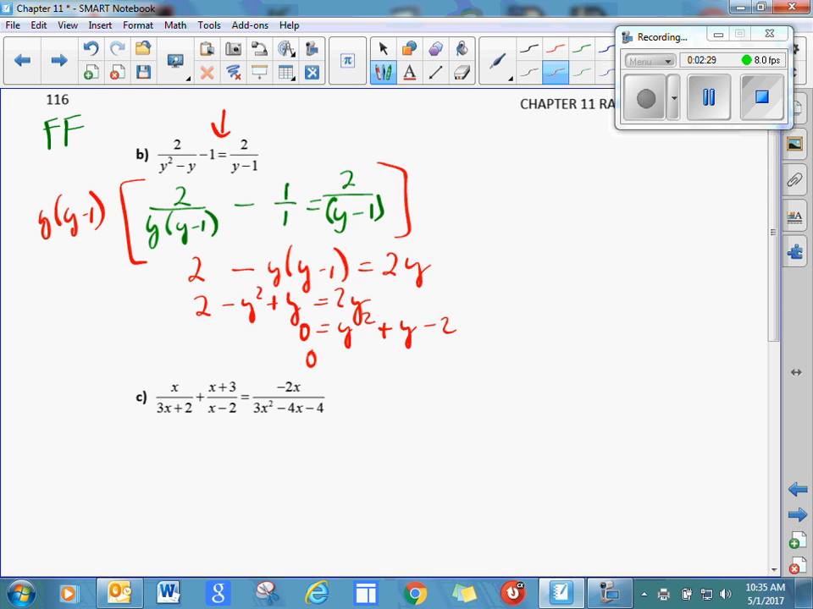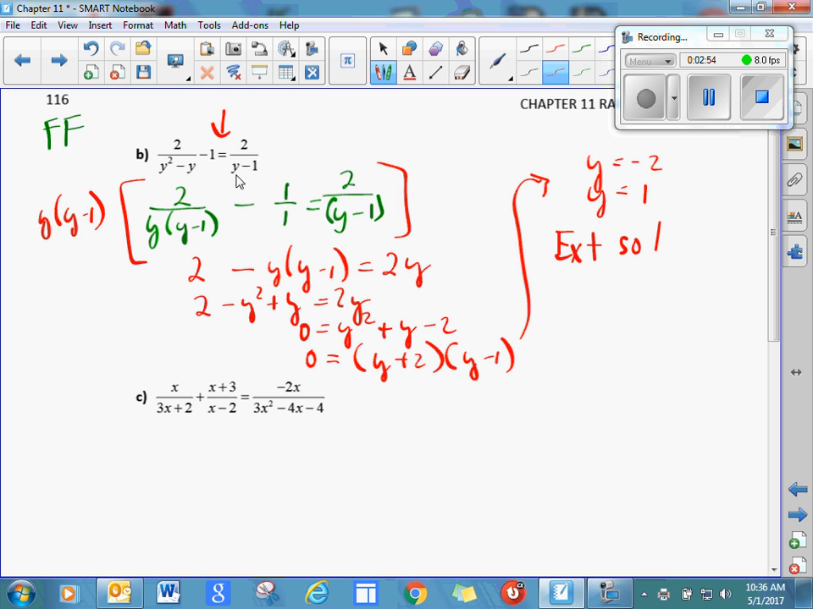So now I'm looking for factors that multiply to negative 2, but add to 1. And that's pretty easy to see. It would be y plus 2 and y minus 1. So my two solutions are y is equal to negative 2 when I set these factors equal to 0, and y is equal to 1. And my extraneous solution, if you look right here, you can see if I plug 1 in for y, I'm going to get 0 for the denominator, and that is not allowed. So the extraneous solution is 1, and negative 2 is the only solution to this equation.